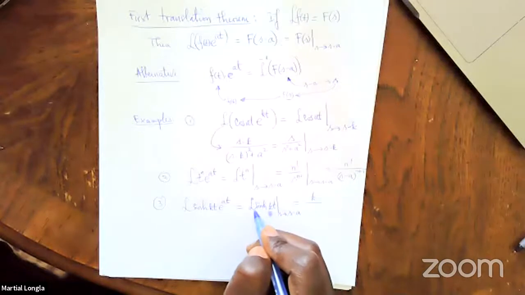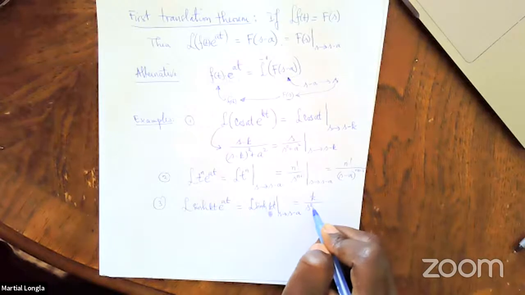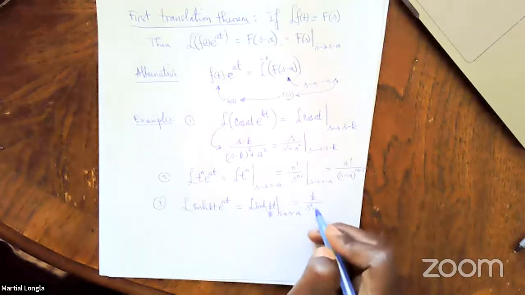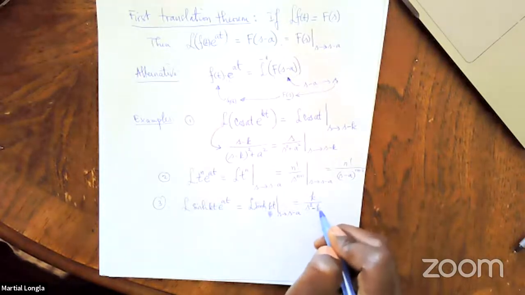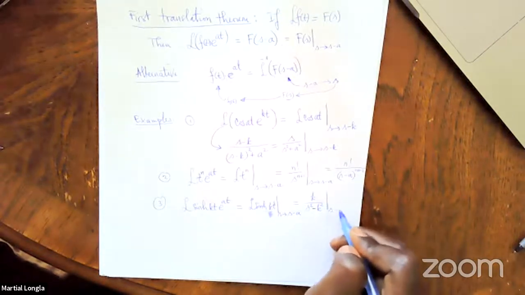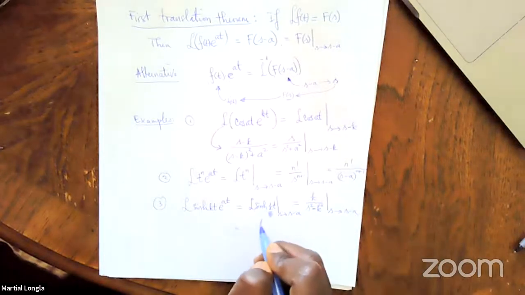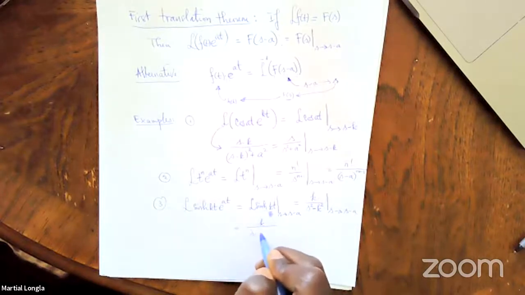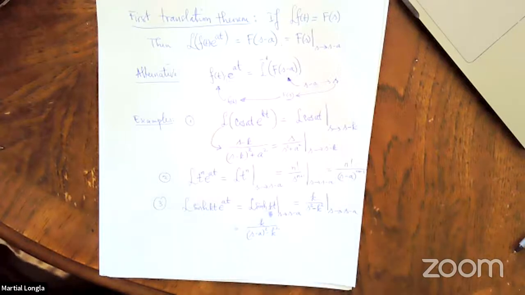And sine hyperbolic. The only difference between the two is a minus. Okay. Yeah, it's s squared minus k squared. That's right. And now you replace s by s minus a. So you obtain k over (s minus a) squared minus k squared. That's it. That's how it works. Thank you.